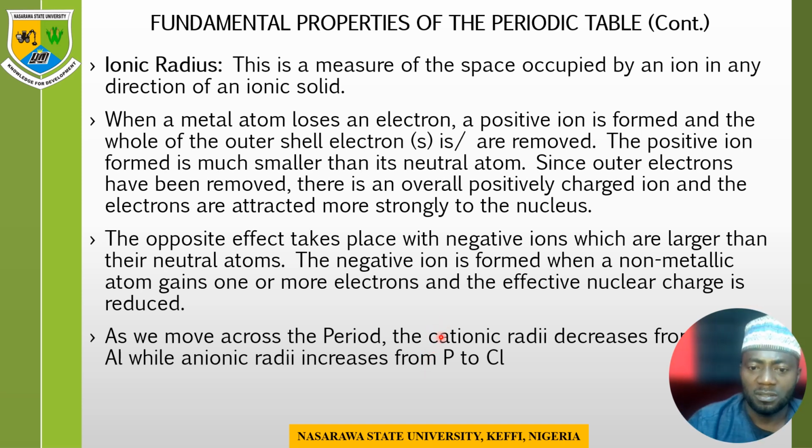So as such, one can say that ionic radius decreases among the cations, among the group 1 to 3 elements, and then increases from group 5 to group 7. But also down the group, the ionic radius will increase due to the increase in the number of shells.